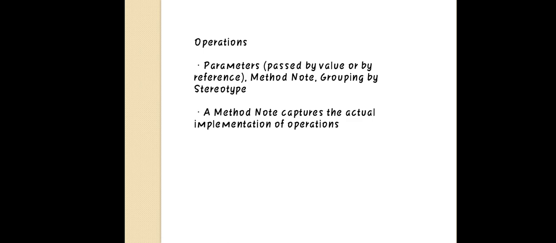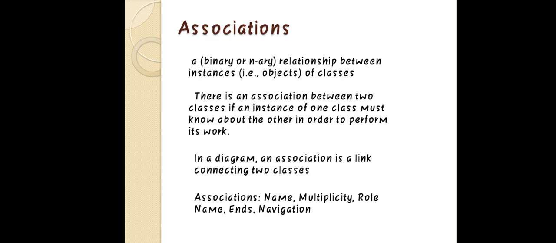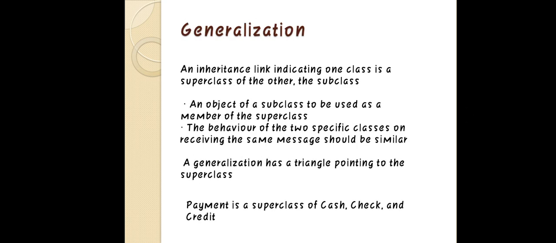Operations: parameters passed by value or by reference. Method node, grouping by type. A method node captures the actual implementation of operations. Association: a relationship between instances of classes. There is an association between two classes if an instance of one class must know about the other in order to perform its work. In a diagram, an association is a link connecting two classes. Association: name, multiplicity, role name, hint, navigation.